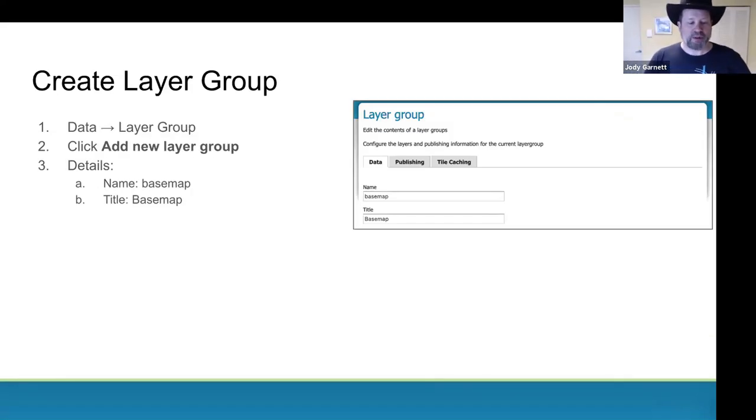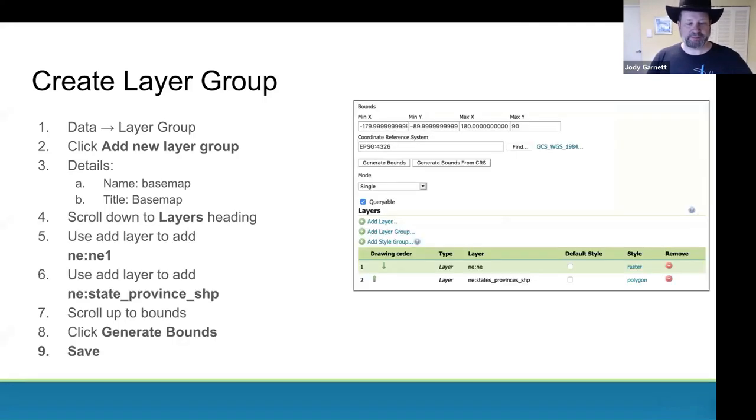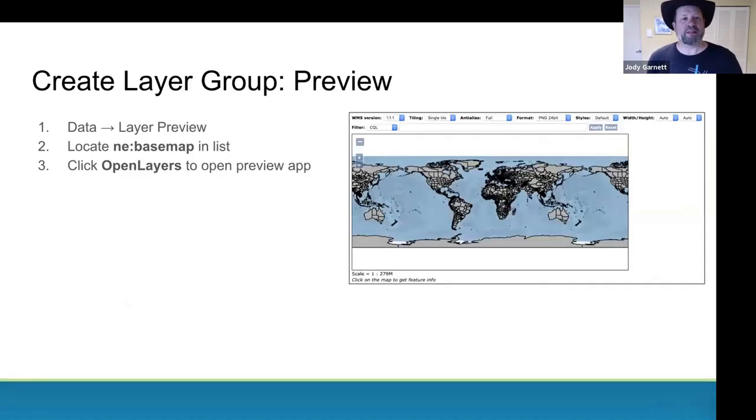So if I go through and add a new layer group, I can define the name and the title. I can then go through and add the layers. In this case, I'm drawing the raster base layer first, and then the vector layer on top. And then I can click generate bounds and save. And then we can see the resulting layer group.